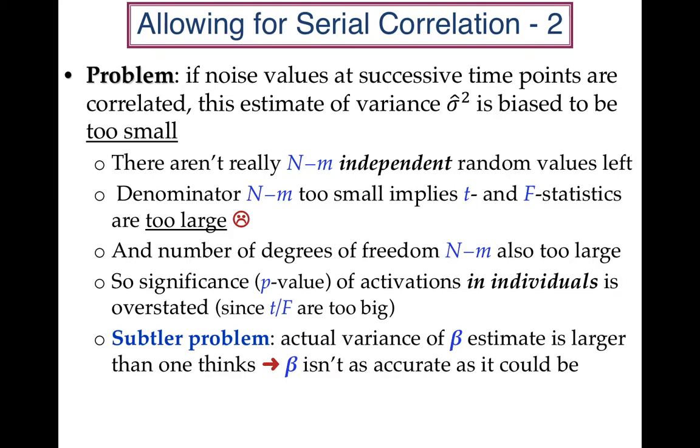A subtler problem is that the actual variance of the beta estimate is larger than one thinks, and so beta is not as accurate as it could be. In the statistical jargon, it's not biased, but it is not optimal.